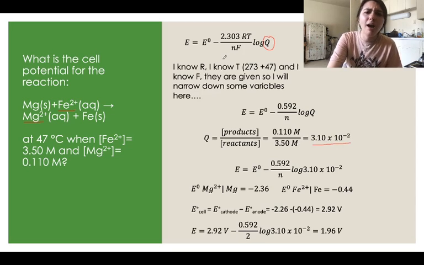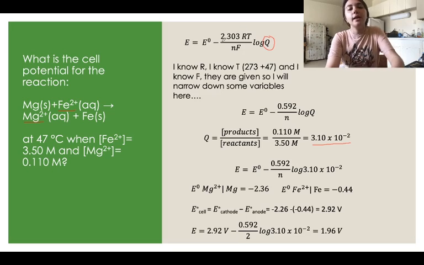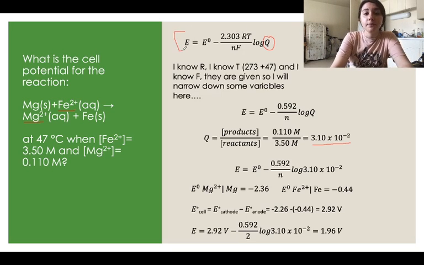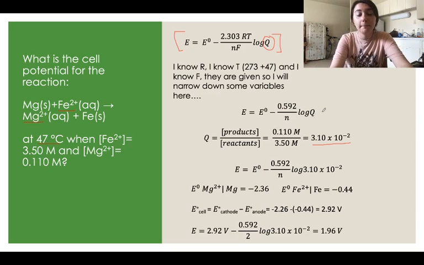Cool. I know R, I know T, and I know F. So here's the equation that you're going to be given. And I would always say that since you know F and you know R, and you usually know T somewhere, this is given at 47 degrees C, so we do 47 plus 273. I would already plug those in and multiply it out to get you to this section. And then I plug in my Q, done that here, great.